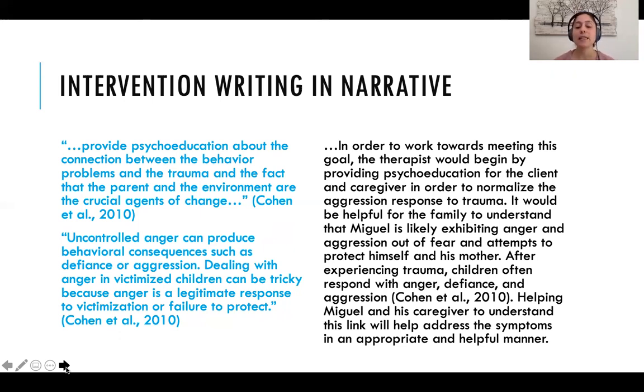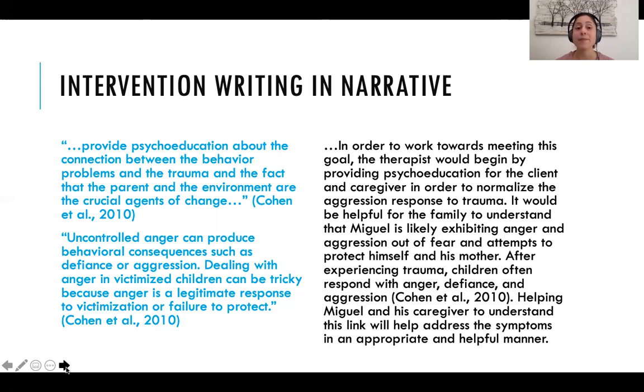The therapist would begin by providing psychoeducation for the client and caregiver in order to normalize the aggression response to trauma. It would be helpful for the family to understand that Miguel is likely exhibiting anger and aggression out of fear and attempts to protect himself and his mother. After experiencing trauma, children often respond with anger, defiance, and aggression. Parenthetical citation. Helping Miguel and his caregiver to understand this link will help address the symptoms in an appropriate and helpful manner.